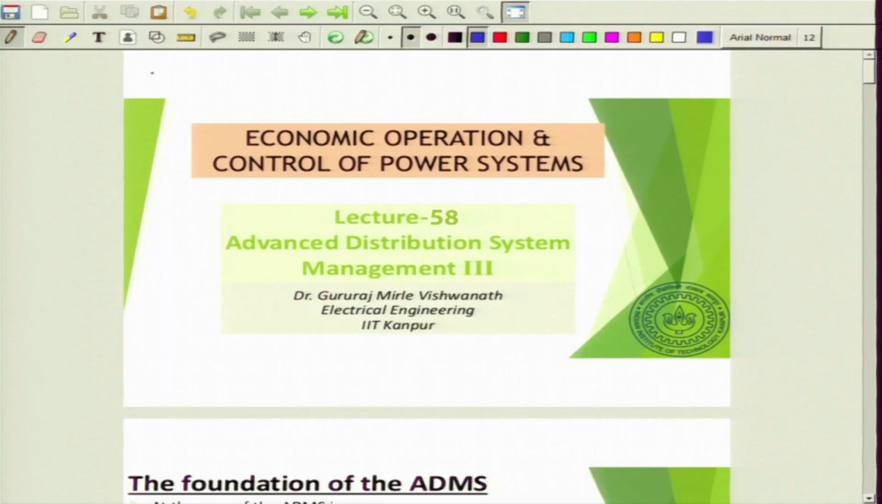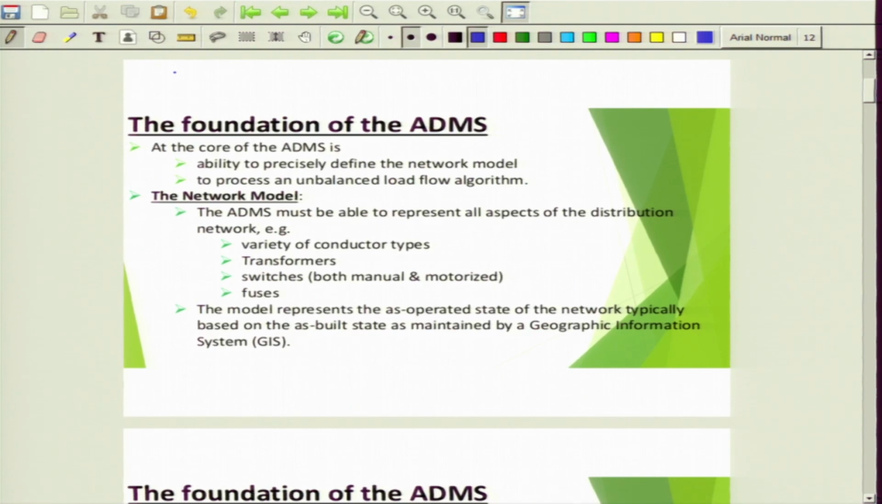We will continue our discussion with respect to autonomous advanced distribution system management. So, some understanding about ADMS is very much essential before we conclude this topic today. At the core of the ADMS is the ability to precisely define the network model and to process an unbalanced load flow algorithm.